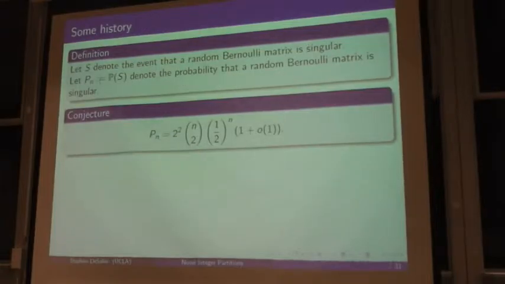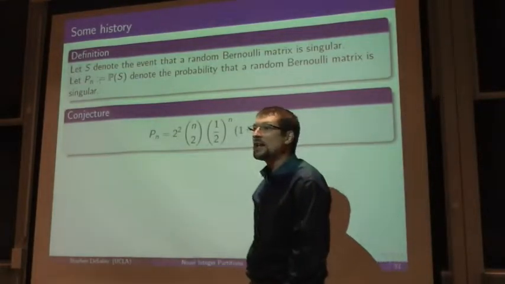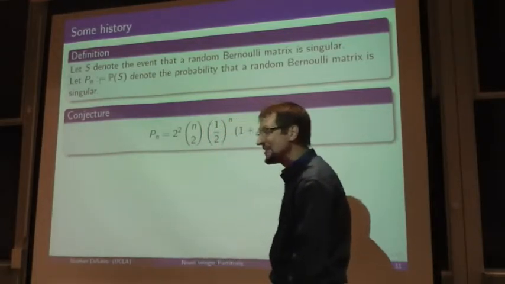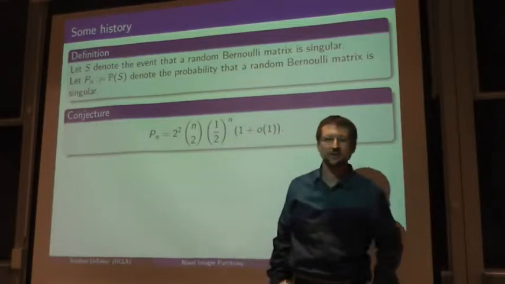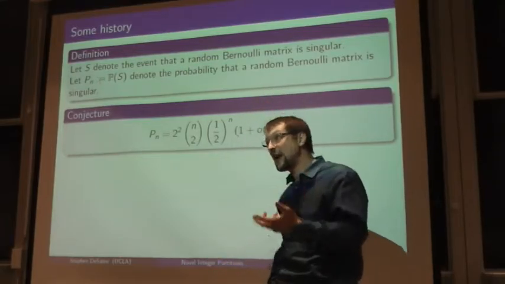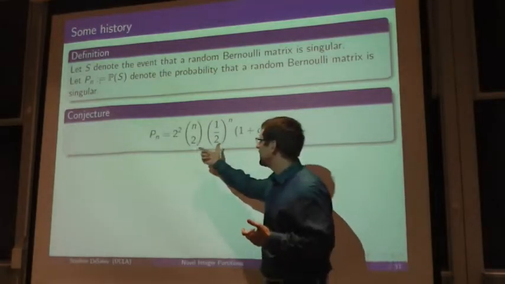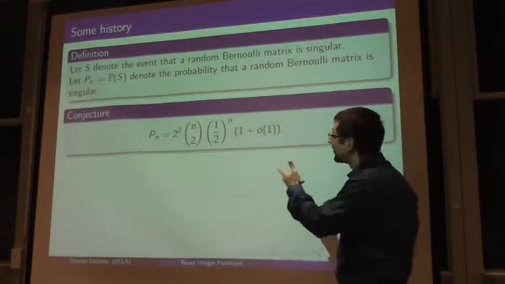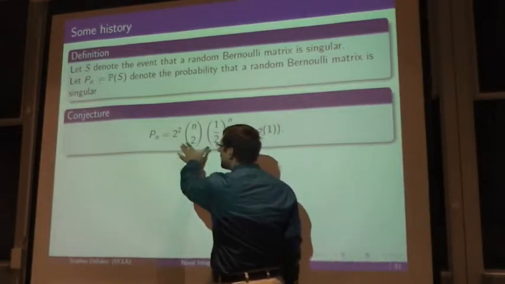And the fundamental question that we're going to be thinking about is, what is the probability that such a random matrix is singular? This is one of those great problems that is very simple to state, very simple to start to think about, and then it gets very complicated very quickly. For example, it's not even known whether this is a true statement.